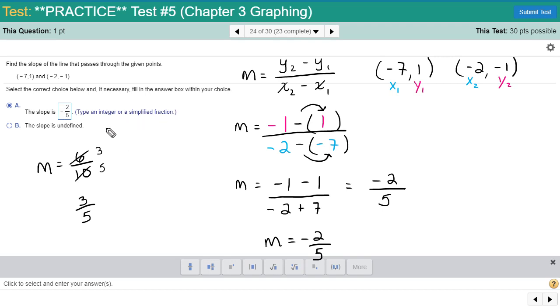And of course, never, ever give your slope as a decimal. So there we have it. Question 24, the slope between these two given points is -2 over 5.